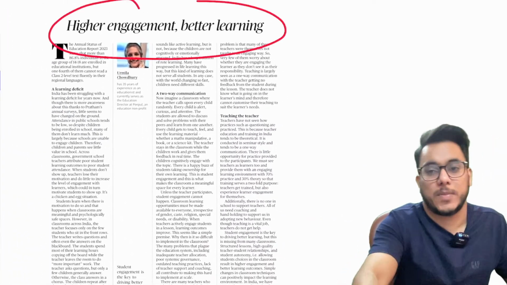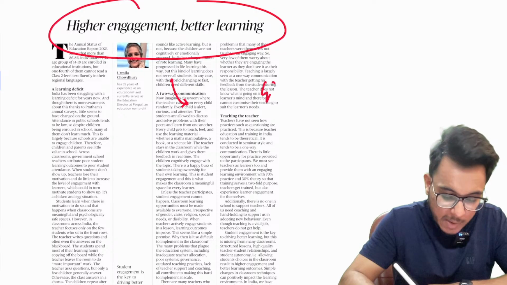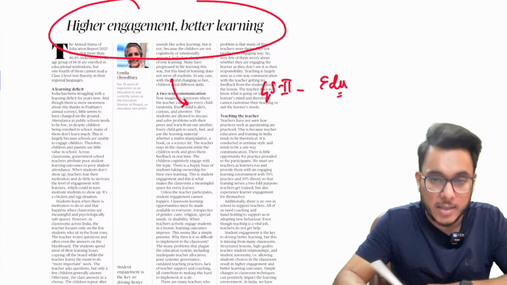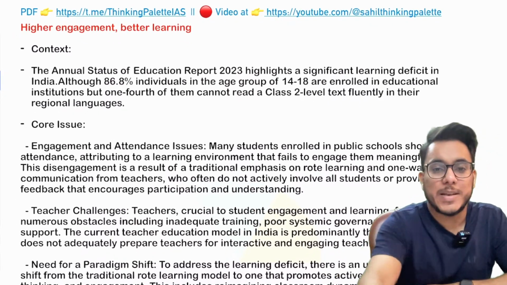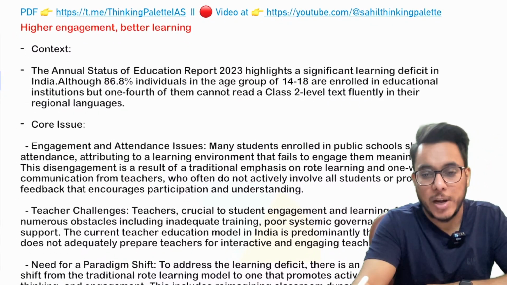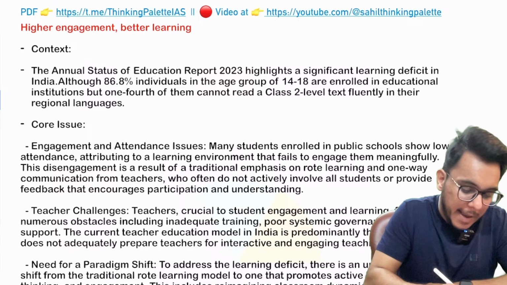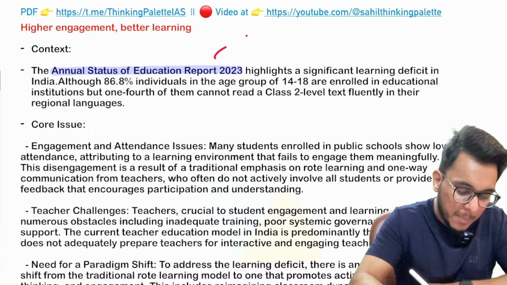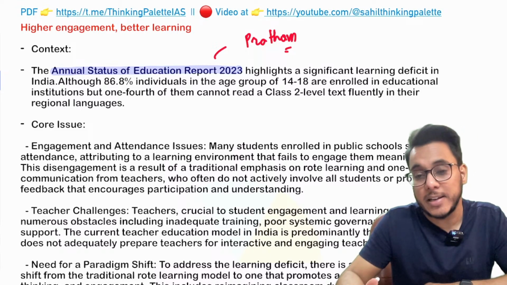And now moving to the next article, higher engagement, better learning. This particular article we are going to see with respect to GS paper number 2, issues related to education. So let's get started with this article. Basically, if you have followed our newspaper analysis, we discussed it also. Recently, ASER, the Annual Status of Education Report 2023, was released. This particular report is released by the Pratham NGO, and almost every year they release this report.